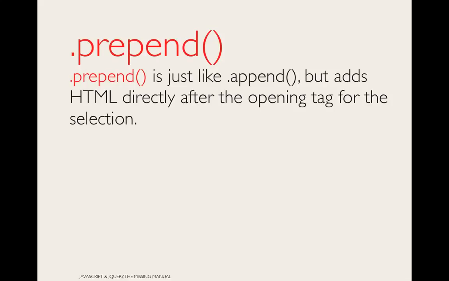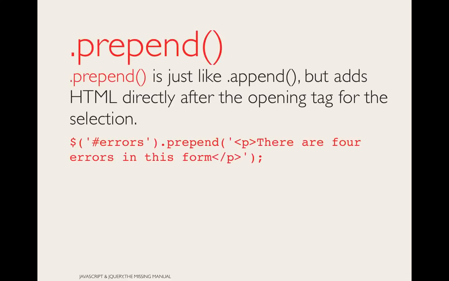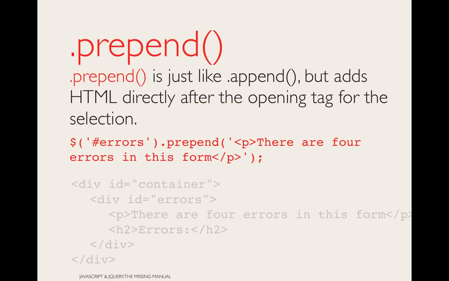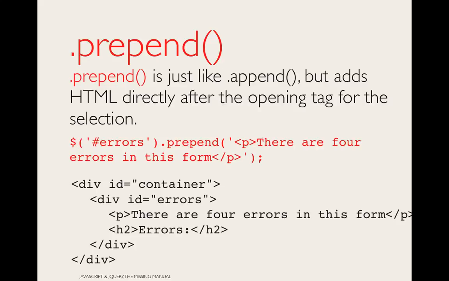And just like you can add it onto the end, you can add it to the beginning. You can kind of shoehorn it in there at the beginning by using prepend. It's just like append, but it adds HTML directly after the opening tag for the selector. So if we want to say there are 4 errors in this form, but do it before, we would prepend it. Notice we've got our message that we're prepending in the parentheses as a parameter for the prepend method, and we're targeting the div with an ID of errors again. And the result of that is what you see right there.